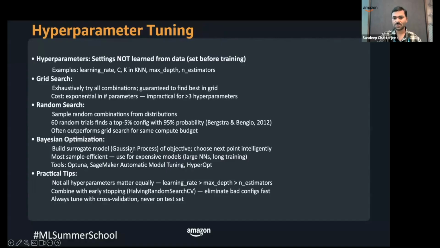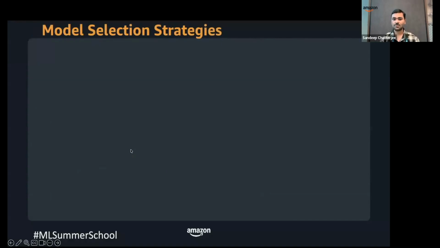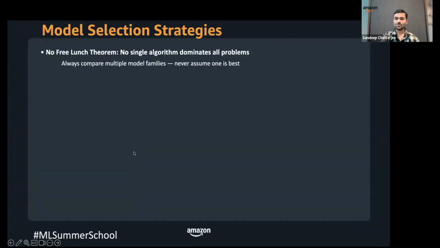Now, coming to the next topic of model selection strategies, we have covered a massive amount of ground for supervised learning, from decision trees to random forest to gradient boosting. At this point, you might be waiting for me to tell which algorithm is the definitive best, right? But here is the hard truth of machine learning. There is a concept called the no free lunch theorem. In simple terms, it mathematically proves that no single algorithm will perfectly solve every problem. So you must always compare multiple model families, and you can never assume any one as best.